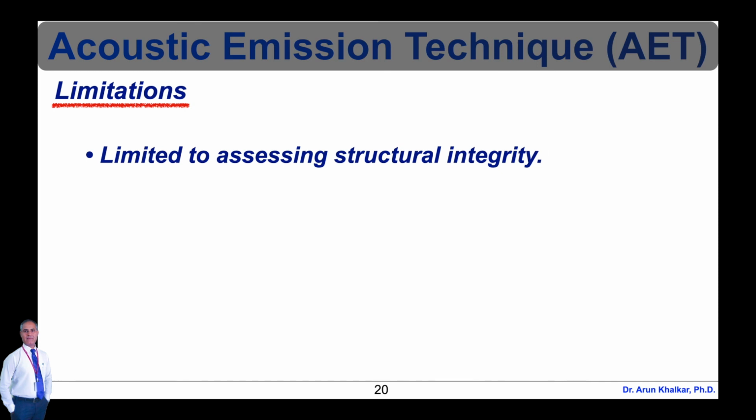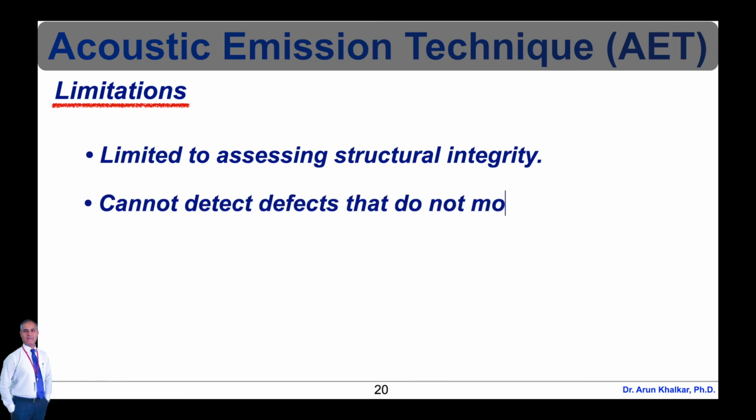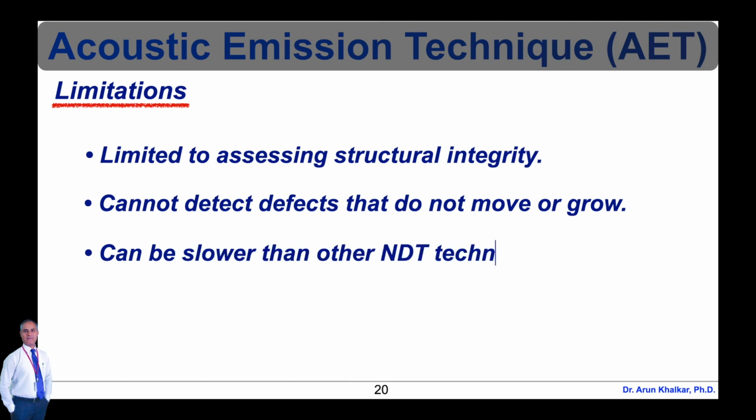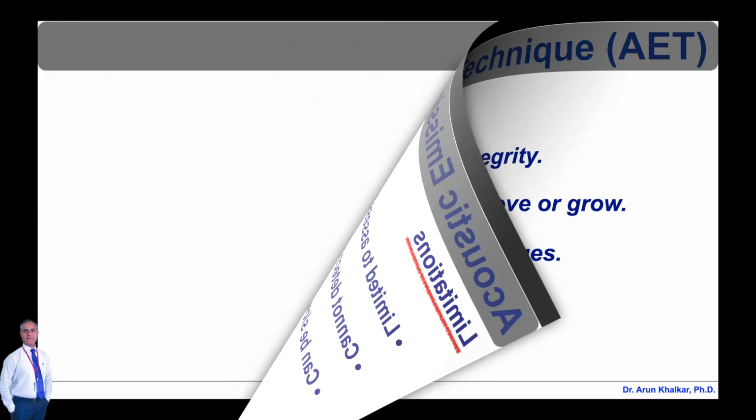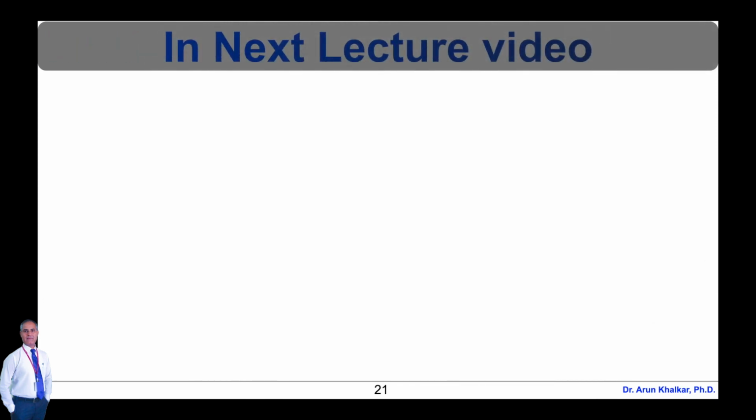Limited to assessing structural integrity or machine health by locating issues, further inspection is usually required to fully diagnose issues. It cannot detect defects that may be present but that do not move or grow. It can be slower than other NDT techniques. So these are the several limitations of acoustic emission technique. This is all about acoustic emission technique.